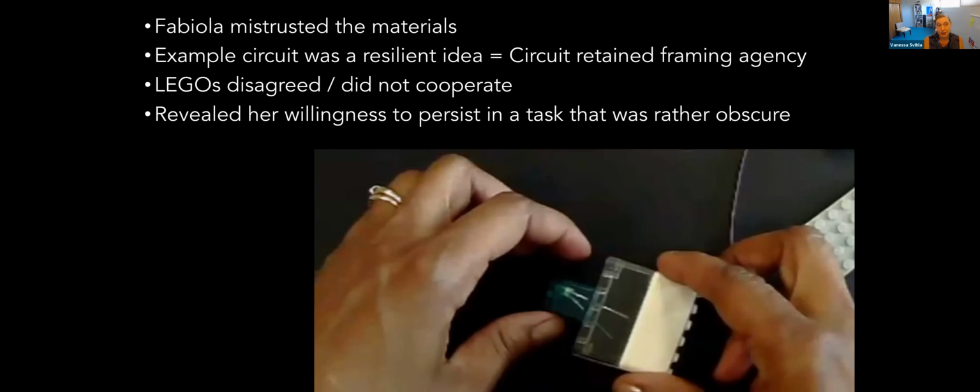Fabiola mistrusted the materials. We provided an example circuit on the workboard in front of them, and this example circuit turned out to be a very resilient idea for her. The circuit, in this case, retained framing agency. The Legos disagreed and did not cooperate as she worked to try to recreate the circuit on a flat door, and then as she worked to build a lampshade for her light.